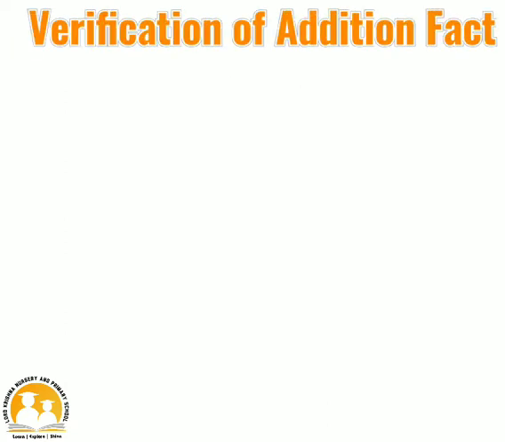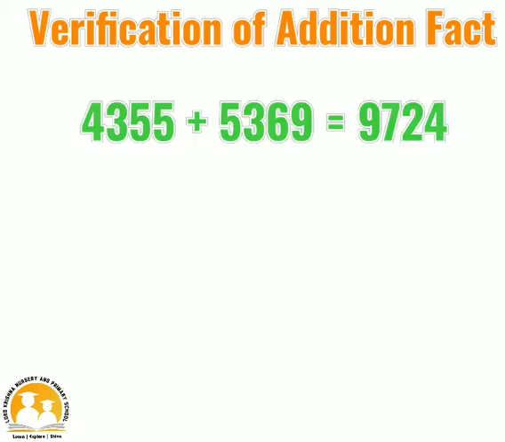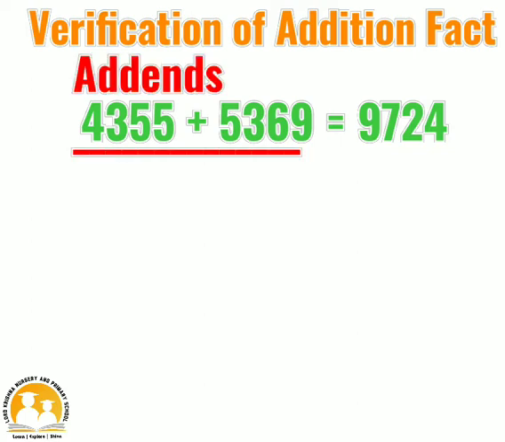Verification of an addition fact using the casting out 9 method. The addition statement given is 4,355 plus 5,369 is equal to 9,724. Here, the numbers 4,355 and 5,369 are called addends in the addition statement, and the answer is called the sum of the addends.